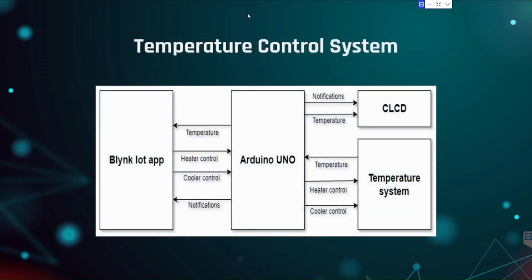Now let's discuss the temperature control system. First, when we press the button on the Blynk IoT app, either the heater control or the cooler control, the message will be sent to the Arduino Uno board. From this Arduino Uno board, the message will be sent to the temperature system. From the temperature system, we will get the temperature value back to the Arduino board. This Arduino board sends the temperature details and notification to the CLCD and Blynk IoT app. This is the temperature control system.